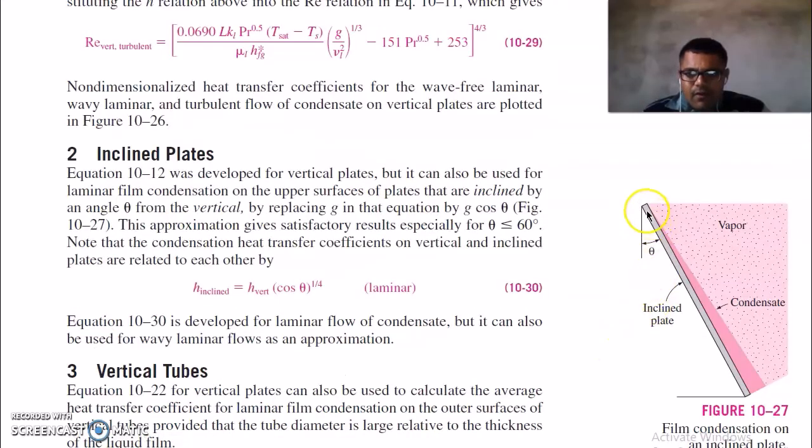The relation developed for the vertical plate can be used for an inclined plate. Say we have a plate at angle theta. The only thing you have to do is replace h vertical with h inclined, and multiply it by cos theta raised to the power 1 by 4. So suppose theta is 0, it means your plate is vertical, and h inclined becomes equal to h vertical. As your theta increases, your heat transfer coefficient will decrease.